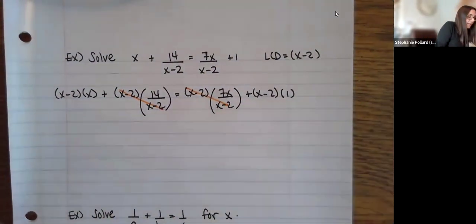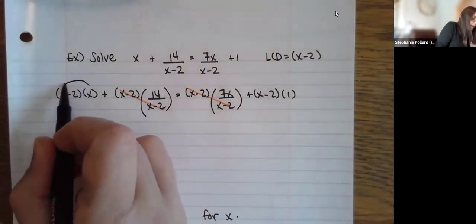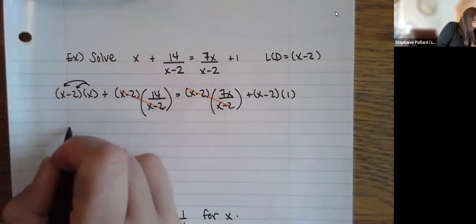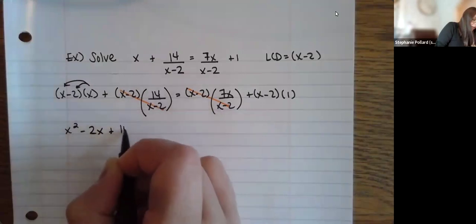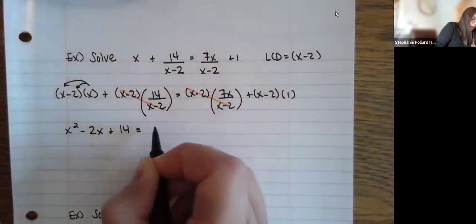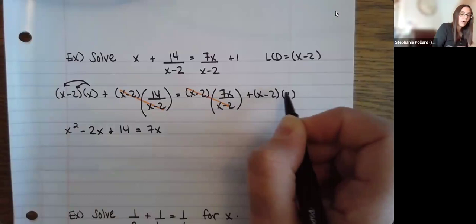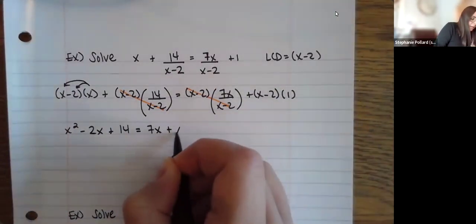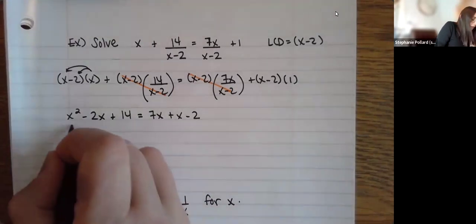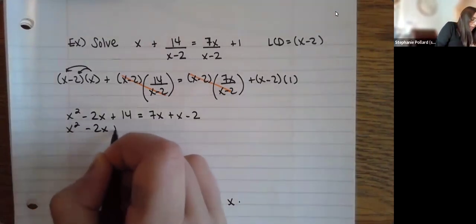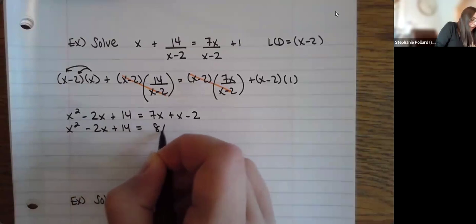And what I have left here, you do want to be careful. You do need to distribute that x throughout. So I get x squared minus 2x. In my next group, I just have a 14 left. Here, I just have a 7x left. Here, multiplying by 1 is not going to affect it. So I get x minus 2. I have x squared minus 2x plus 14 is equal to 8x minus 2.